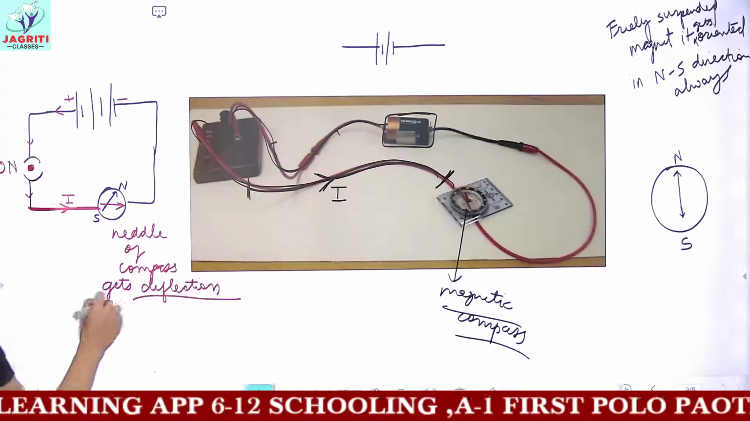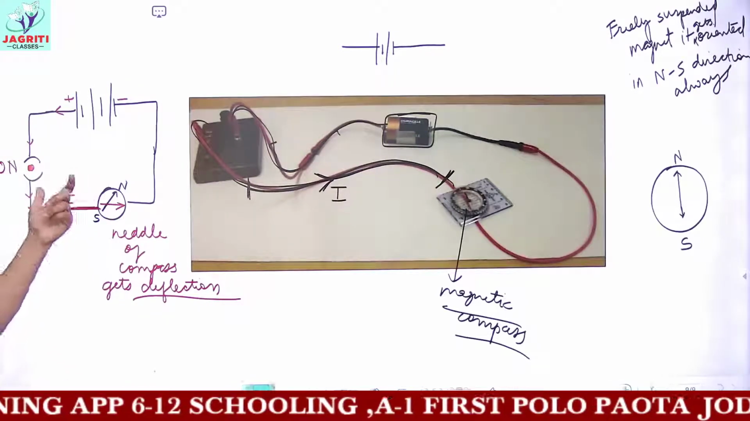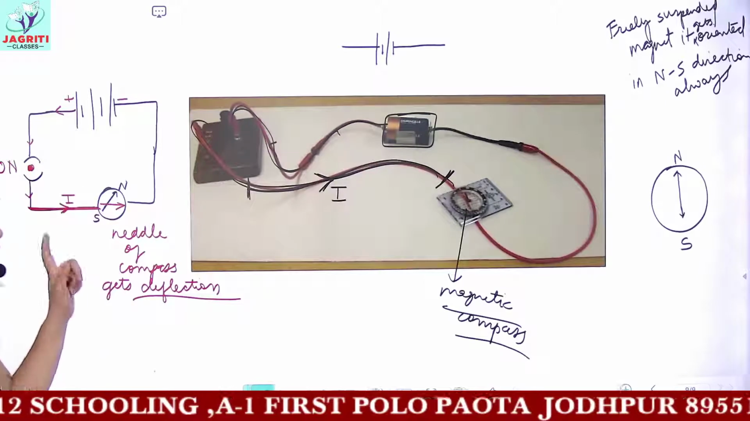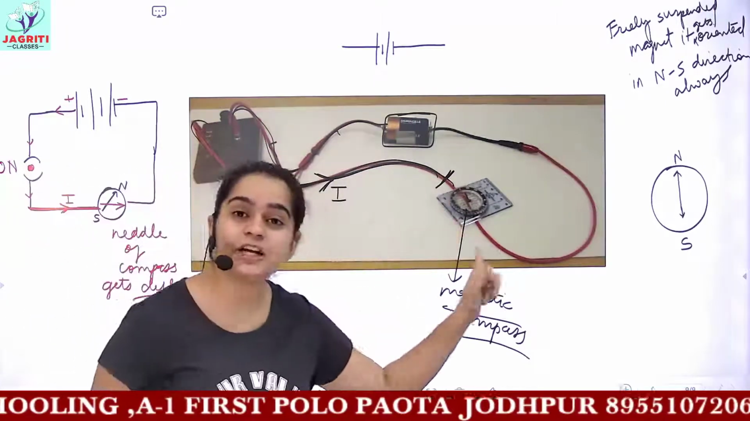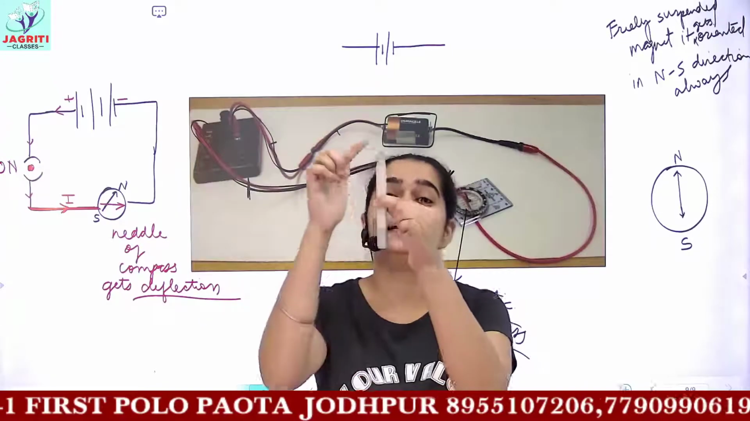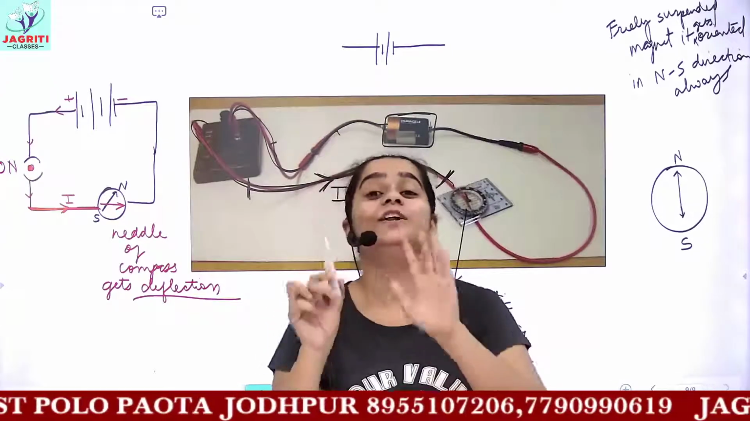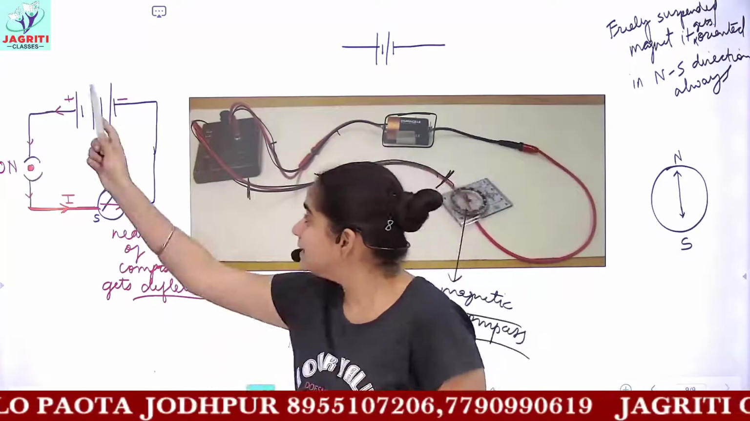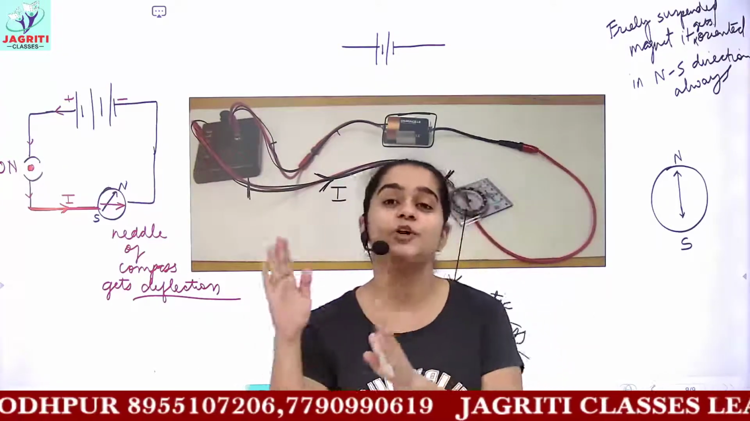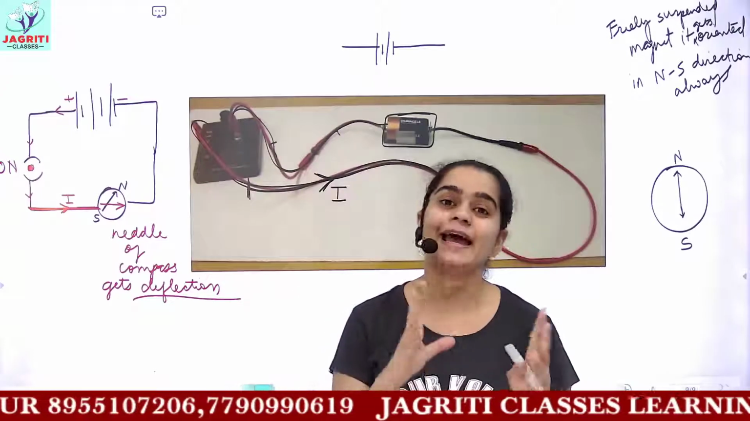And this deflection in the needle points out that now a magnetic field is being produced, because only when the magnetic field is produced would this needle of the compass, which was originally pointing in the north-south direction, get deflected. So this experiment, how can you explain? You can say that the magnetic effect of current was discovered by Hans Oersted.